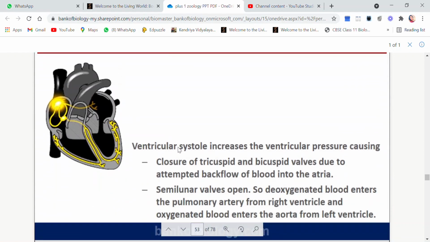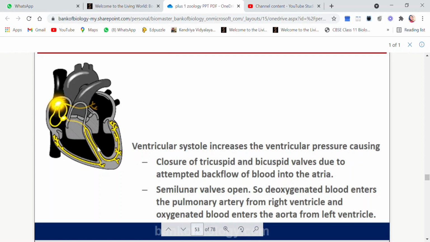Also, ventricular systole increases the ventricular pressure, of course, because now the blood is inside the ventricles. These are the two chambers where the blood is present. And we are saying that the ventricles are also contracting. That means now, due to contraction, the space of the ventricle has reduced. Whenever we squeeze something or whenever we try to contract a thing, the volume or the space inside it will decrease, and because of that the pressure increases.